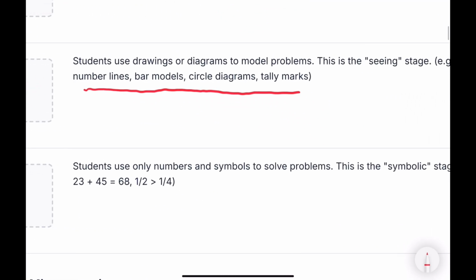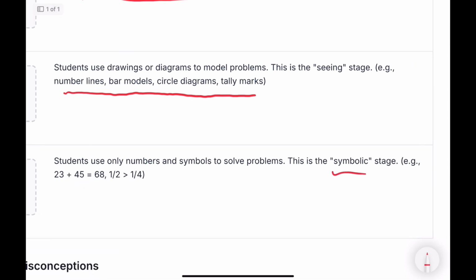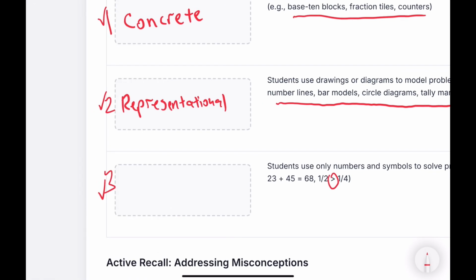And here, students only use the numbers and the symbols. This is where we actually teach what the denominator versus the numerator means. And we use the actual symbols. For example, I'm using the greater than, less than sign right there. And so again, first step is concrete, then we move to representational, and then finally we teach our students in the abstract manner. Abstract. There we go.